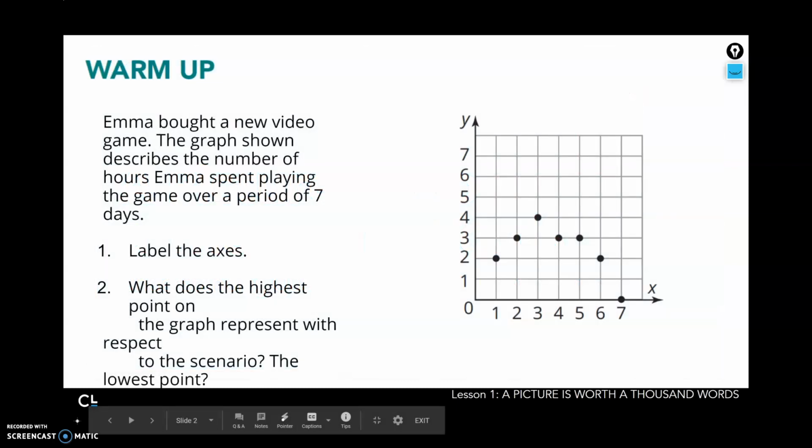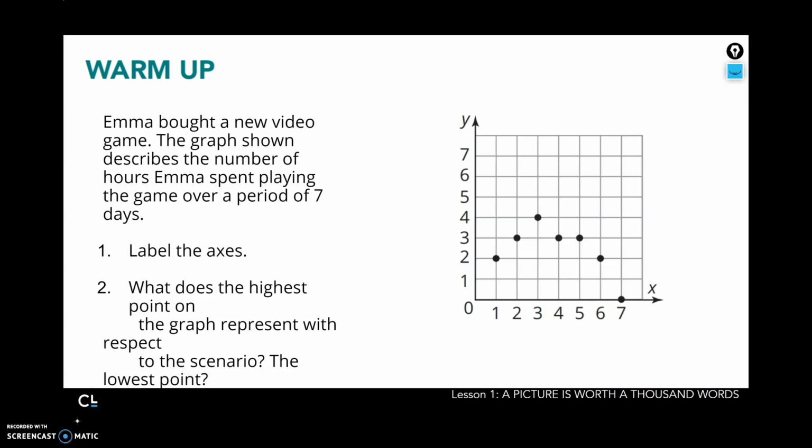Let's warm up. Emma bought a new video game. The graph shown describes the number of hours Emma spent playing the game over a period of 7 days. Number 1, label the axis. You have an x-axis and a y-axis. Number 2, what does the highest point on the graph represent with respect to the scenario? What about the lowest point?